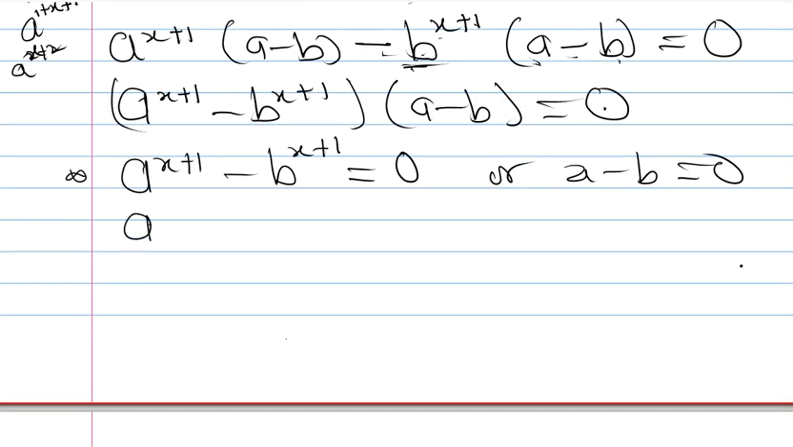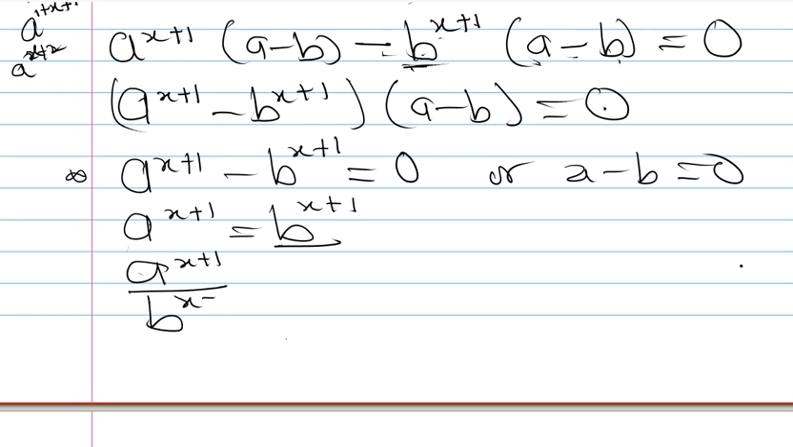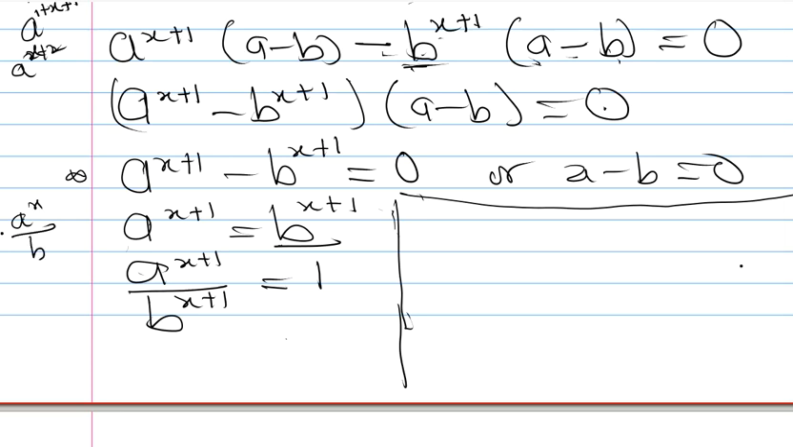Here I can say a raised power x plus 1 equal to b raised power x plus 1, right? Now dividing both sides by b raised power x plus 1, that is a raised power x plus 1 over b raised power x plus 1, everything is equal to 1. Now according to the law of indices, when you have a raised power x over b raised power x, I can say a over b, everything raised power x.